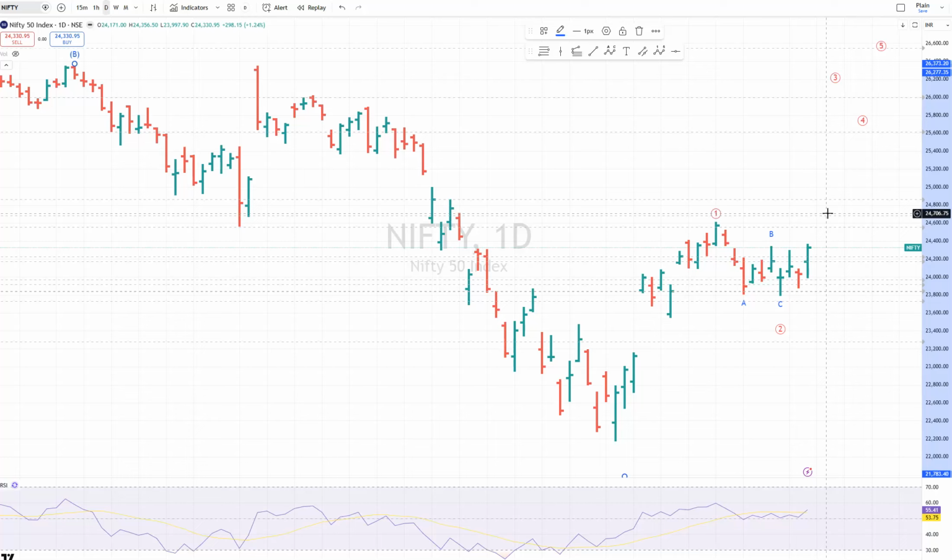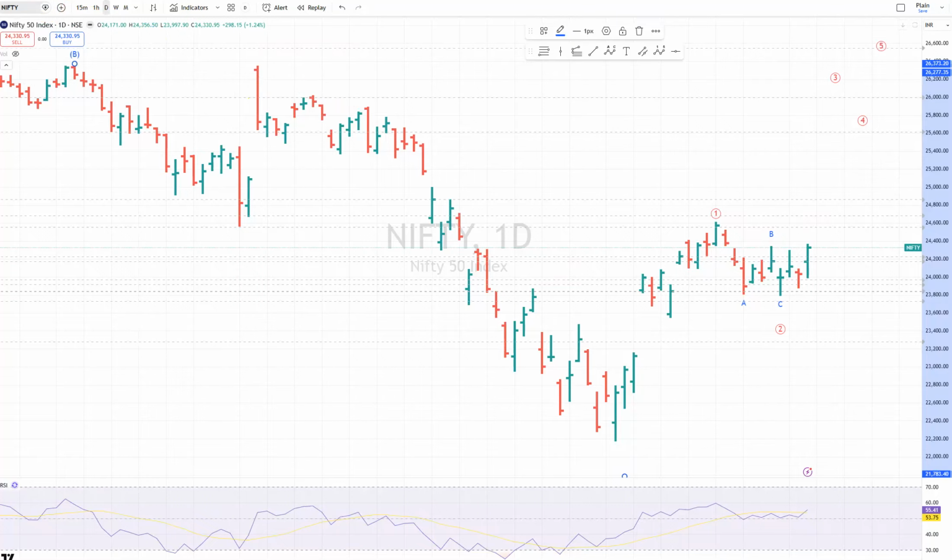We could be wrong. If we are wrong, the market goes down and takes out this low, then we are out. We know that we are wrong. Then we have to relook at the wave count. But that is how we have to use the wave principle to position for the best possible scenario. So I hope that is pretty interesting and you understand what it is.